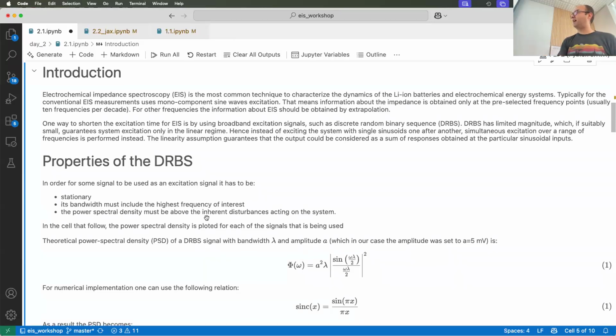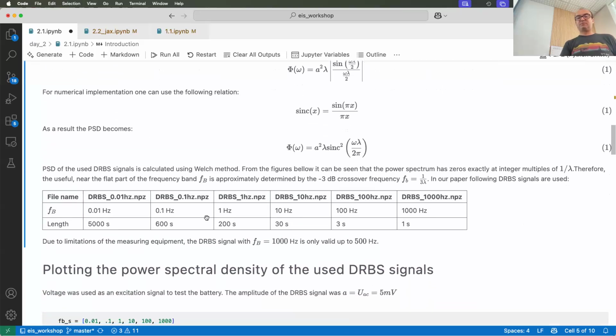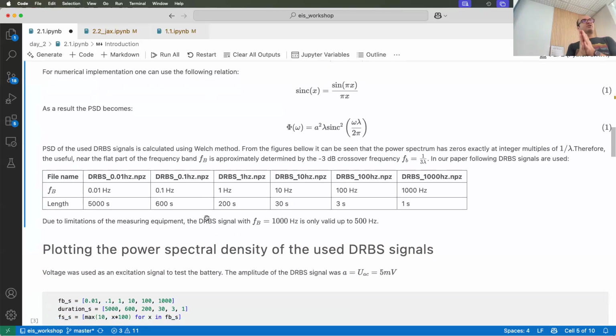Here in the notebook, you have everything written again. And what I'm going to generate here are actual signals that we are going to use in our excitation experiments. So I will generate a signal that has a bandwidth of 0.01 hertz, but because it's so low, I have to generate quite a long signal. How do we decide how long the signal is?